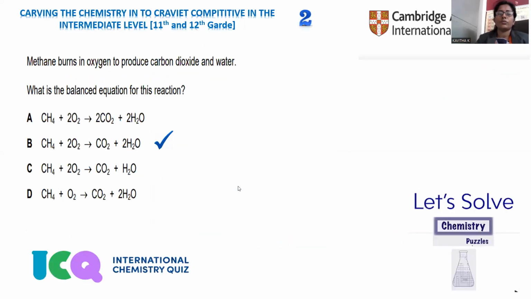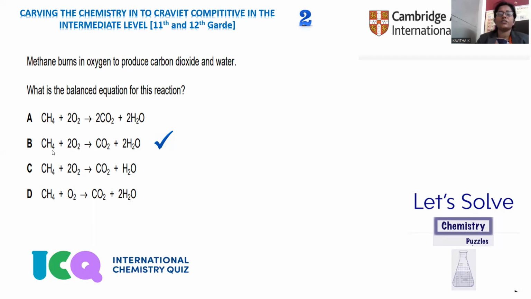Move on to question number 2. Methane burns in oxygen to produce carbon dioxide and water. Methane is represented with CH4 and oxygen with O2, and carbon dioxide and water will be generated. Burning in oxygen or air is called a combustion process. Methane upon addition of oxygen forms carbon dioxide, and since there are 4 hydrogens, the formation of water, H2O, will be there.